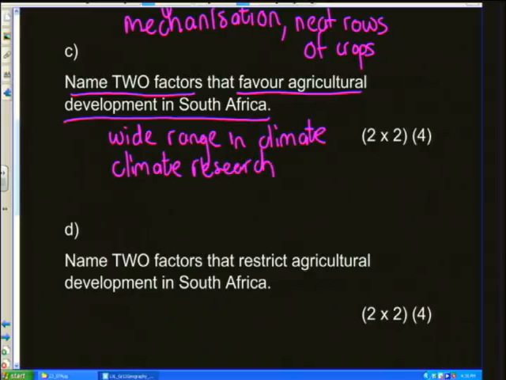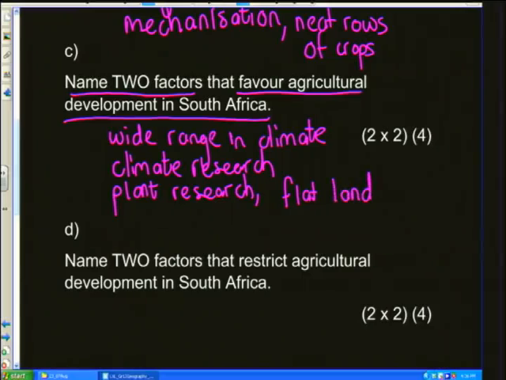We have extensive plant research as well. So that means that we've been able to develop hybrids that are drought resistant, for example. Much of South Africa is also flat, so we have large expanses of flat land or gently rolling hills, which does make a lot of farming a lot easier. You've got more than enough, you only needed 2 things there. There are many more though.